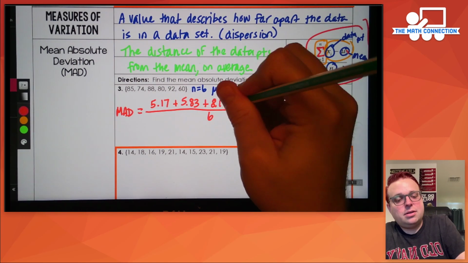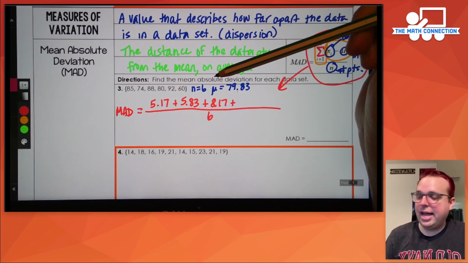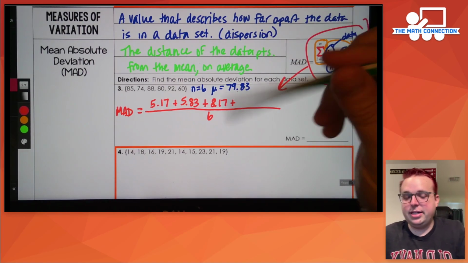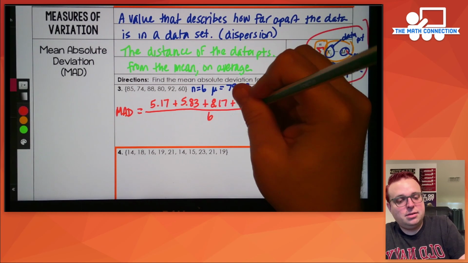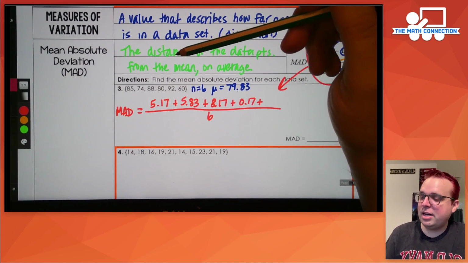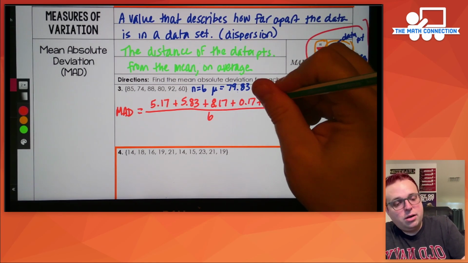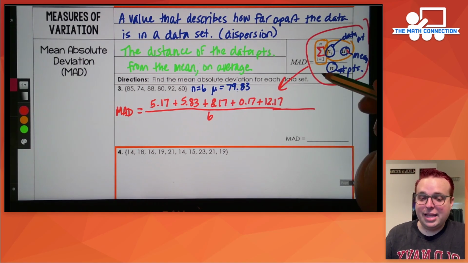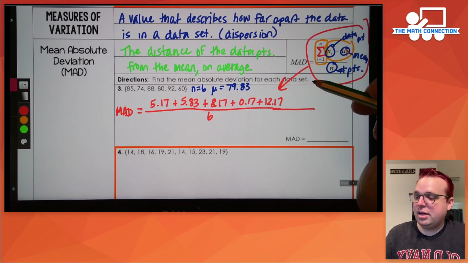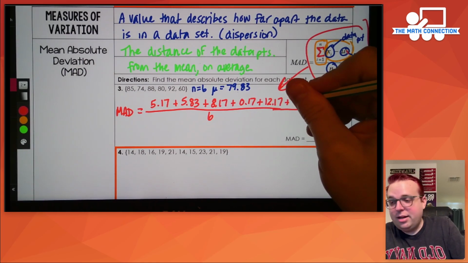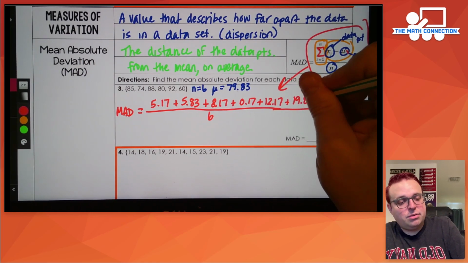8.17. Next one. 80 minus 79.83 is 0.17. And then 92, we have two more, minus 79.83, 12.17. See, I ran out of space. Let's make that longer. And then my last one is 60. Wow, that's like an outlier, probably, right? 60 minus 79.83. The absolute value of that answer is 19.83.